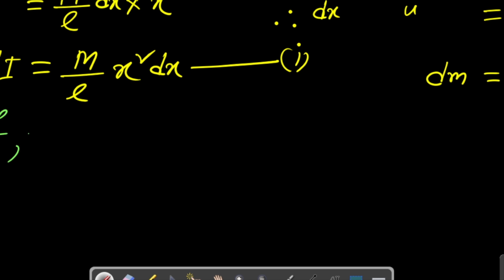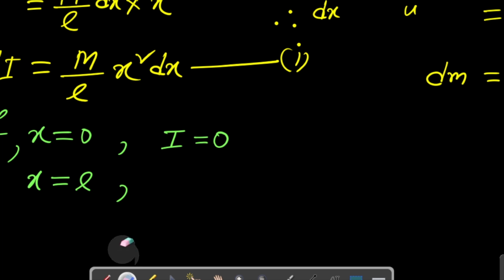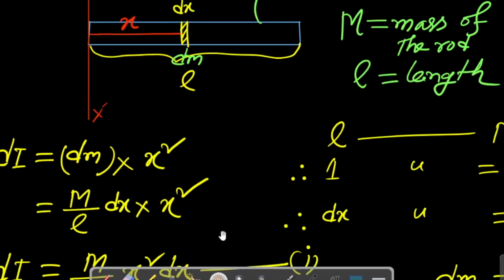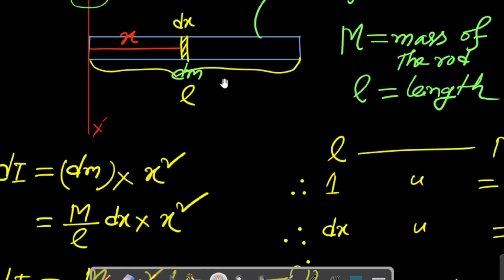If the length of the object is 0, that means there is no existence of the object, so the moment of inertia, which we denote by I, will be 0. This is our lower limit. When the length x is exactly equal to L, that represents the whole object. Already we have taken a uniform rod whose length is L.